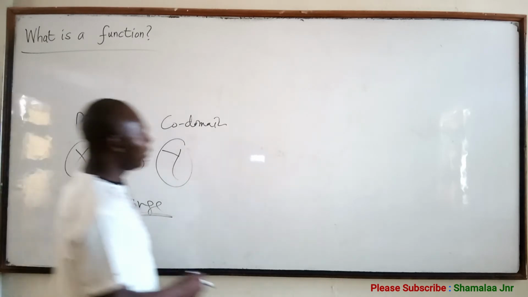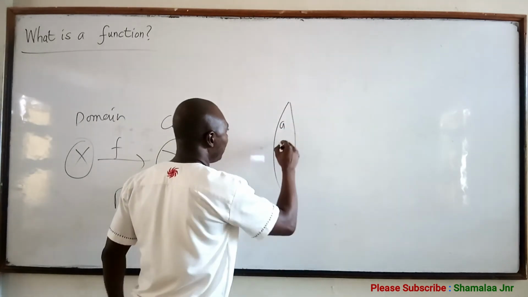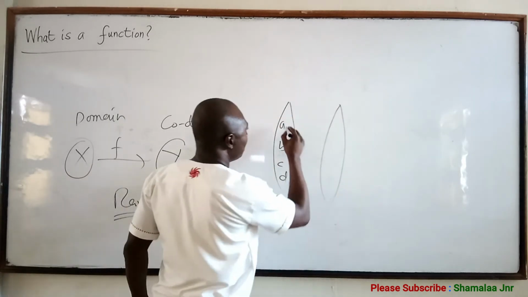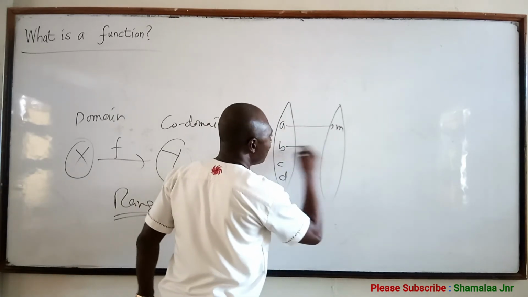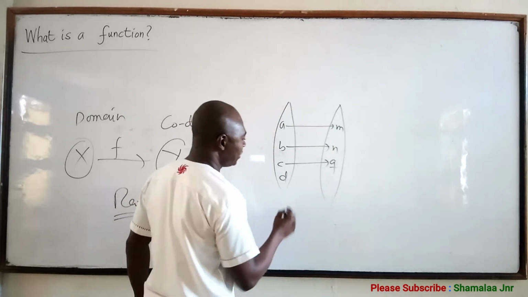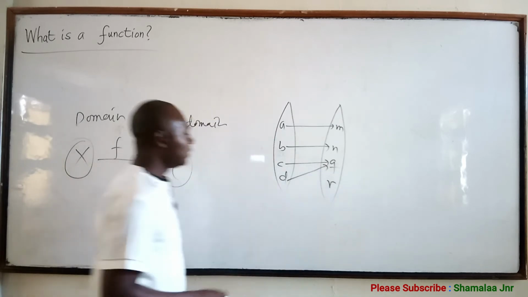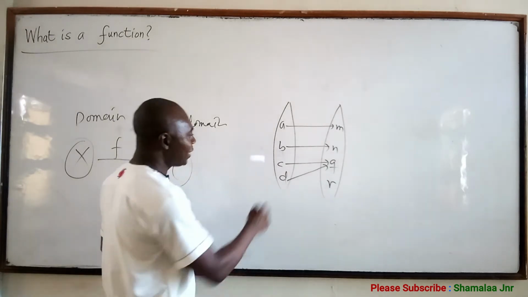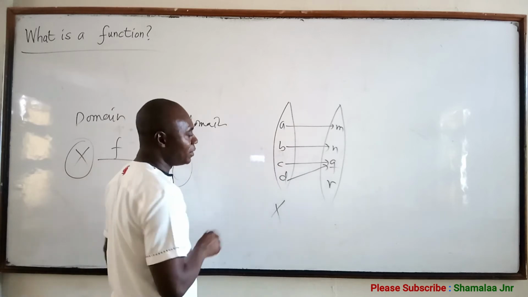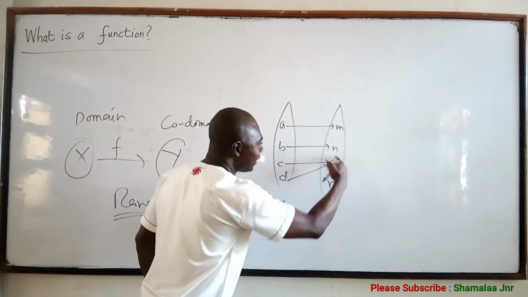So when I give you a function like this, A, B, C, D, then this is marked onto say M, this is marked onto N, this is marked onto K. And then this, let me write R here, and this is marked onto this. This is a function, and we are saying that the domain will be A, B, C, D, and then the codomain will be M, N, Q, R.